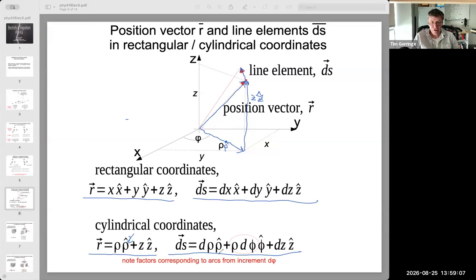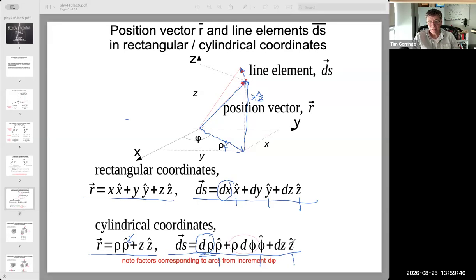Now, as you might imagine, we're going to sweep out little distances not in x, y, and z with the x, y, z unit vectors, but in rho, phi, and z. We want to swing out little increments in these three directions. For rho, it's easy. We're just going to take a step d rho in the rho direction, just like we took a step dx in the x direction.